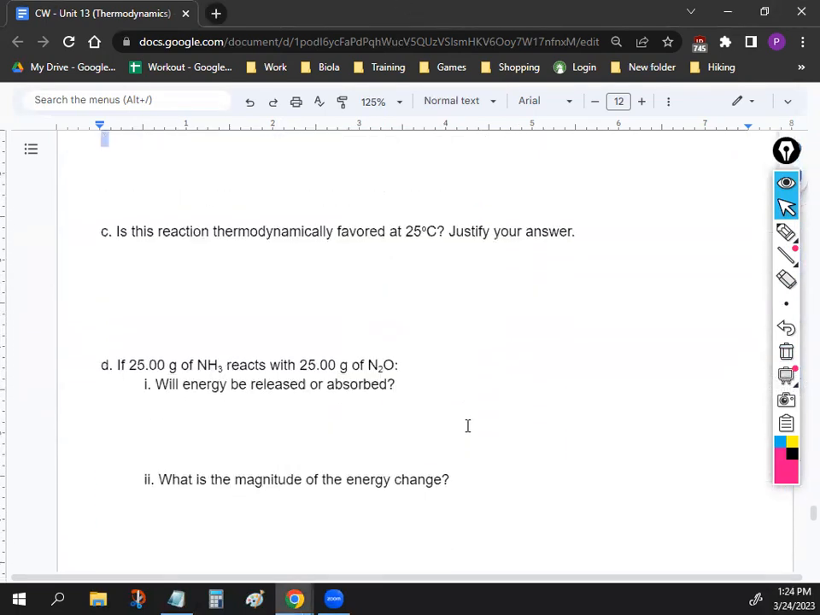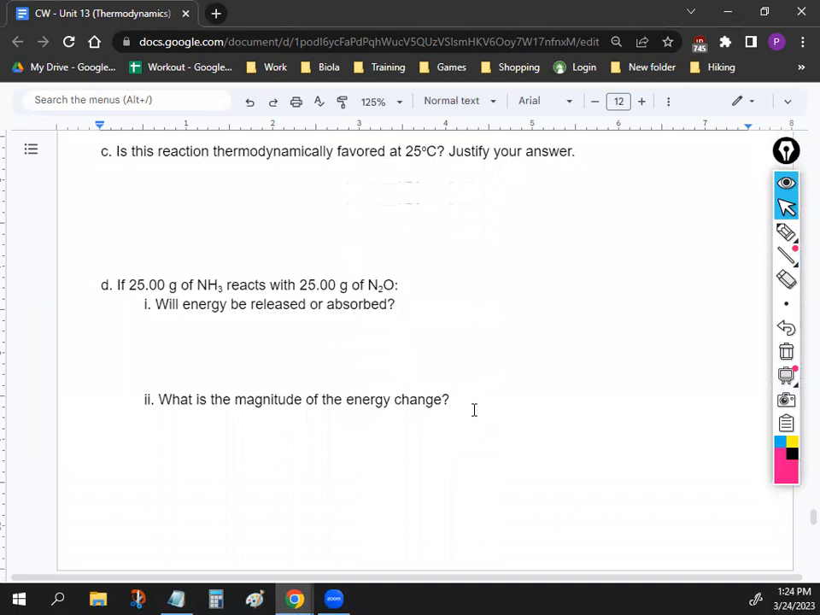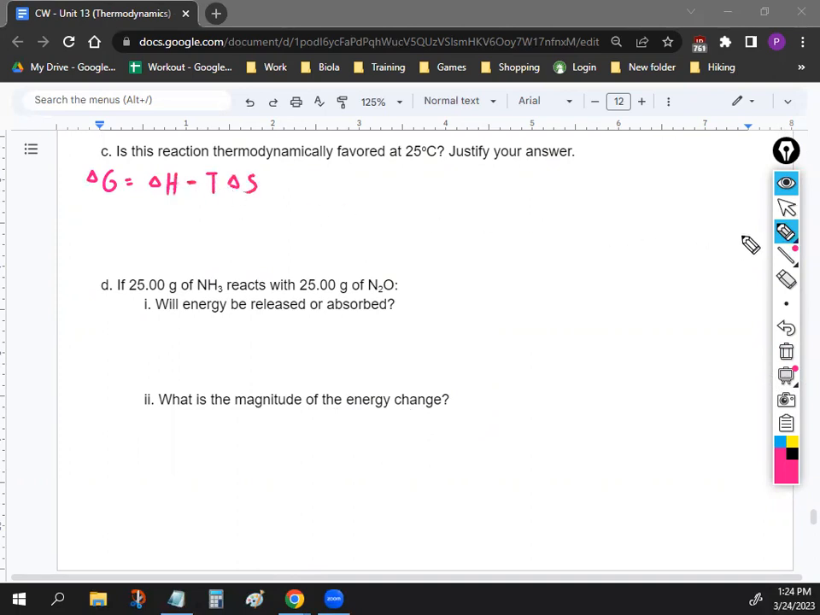So let's go to part C. What I want you guys to do now is, based on the information that we have, calculate, and that's the justification, your calculation, if this reaction is thermodynamically favored at 25 degrees Celsius. The way you can do that is very simple. Delta G is delta H minus T delta S. You're going to plug and chug. Just remember to make sure all of your units of measurement cancel out. So take a minute to do that.